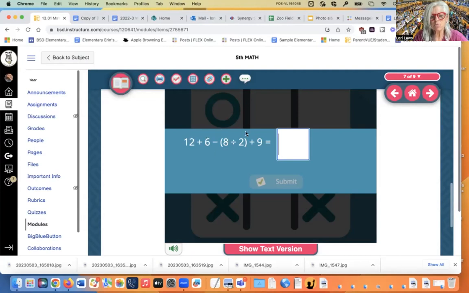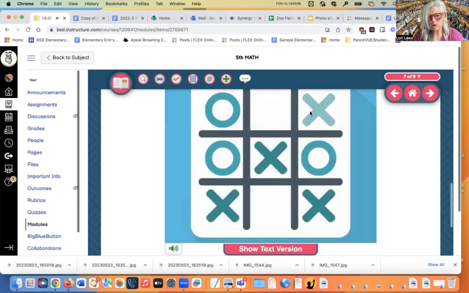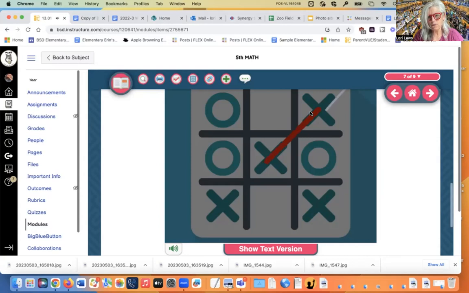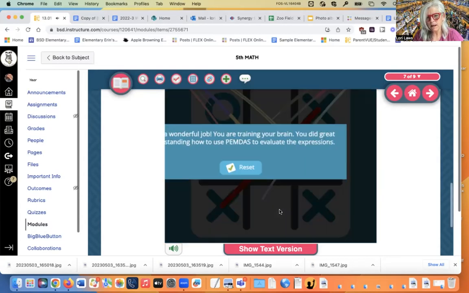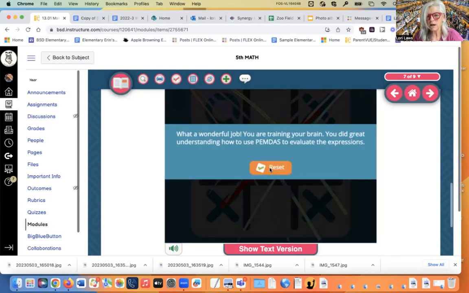Starting with PEMDAS. So parentheses, 8 divided by 2 is 4. Now I look for multiplication or division. It's not there. Now I just start on the left. 12 plus 6 is 18. Minus 4 is 14. Plus 9 is 23. Yay, hero. What a wonderful job.